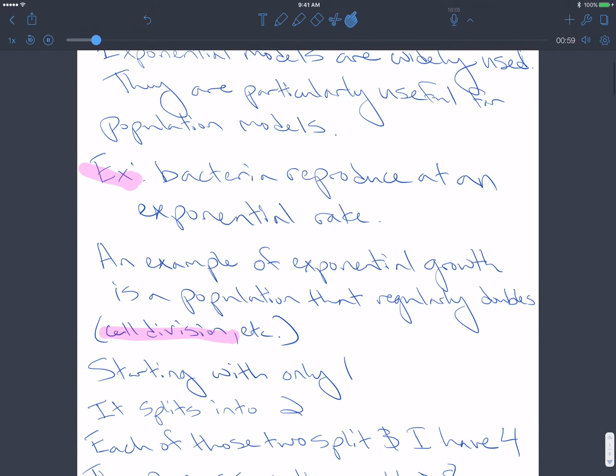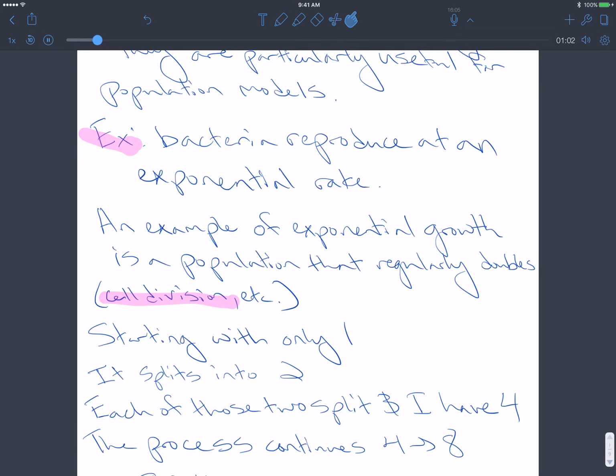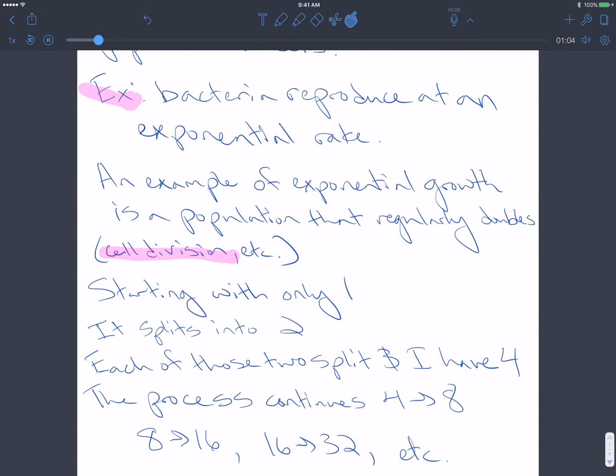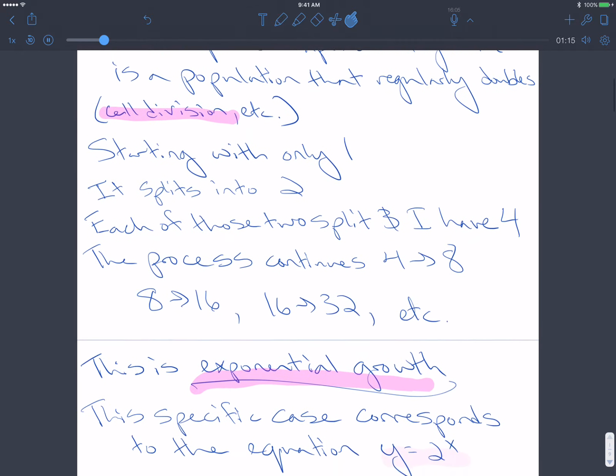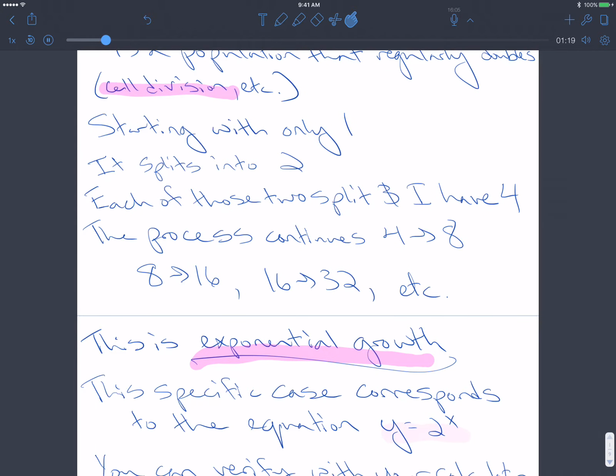And if they continue to do that, those 4 become 8, and then those 8 become 16, and those 16 become 32, and so forth, if it's regularly doubling. That's exponential growth. So this specific case corresponds to an equation y equals 2 to the x. So if we talk about it algebraically, that would be an equation that models this behavior, if it's continually doubling.